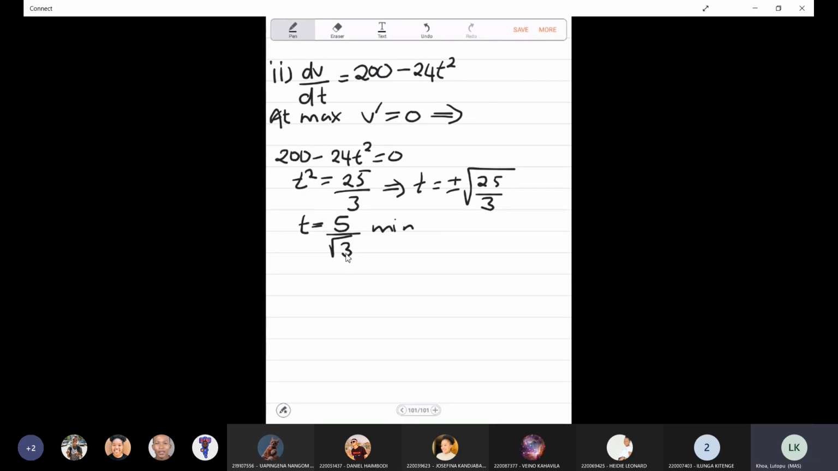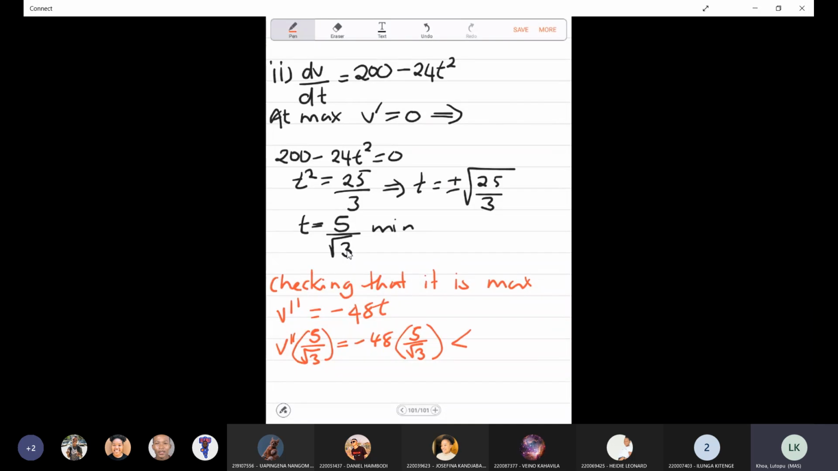So we should always check that this is in fact the maximum. Checking that it is the maximum means we have to work out the second derivative and then substitute in there and see that our answer is negative. So checking that it is a maximum, we work out the second derivative of v, which is negative 48t. Okay, and then we substitute 5 over the square root of 3. This is negative 48 times 5 over the square root of 3. So clearly this is negative, and therefore it is in fact a maximum.